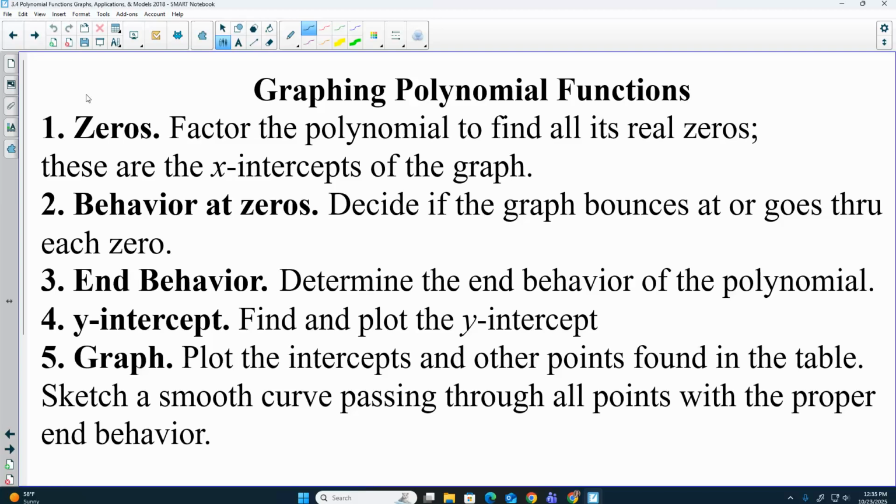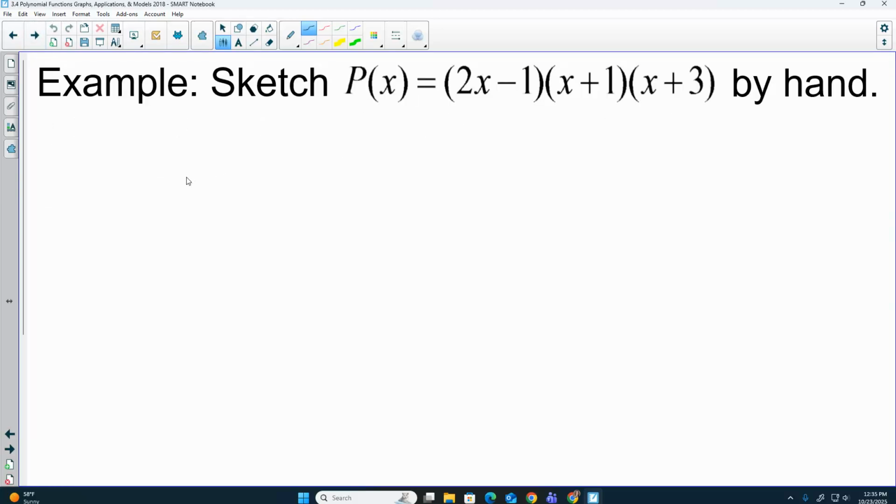So the steps we'll go through. On a test or a quiz, I wouldn't just say graph it and expect you to do all these steps. It would be like an A, B, C, D question. So part A, I would say find the zeros as well as their multiplicities. Part B, decide if the graph will bounce or go through at each of the zeros. Give me the end behavior. Find the y-intercept and then put all that together to graph it. So those are the things we will do on each of these problems.